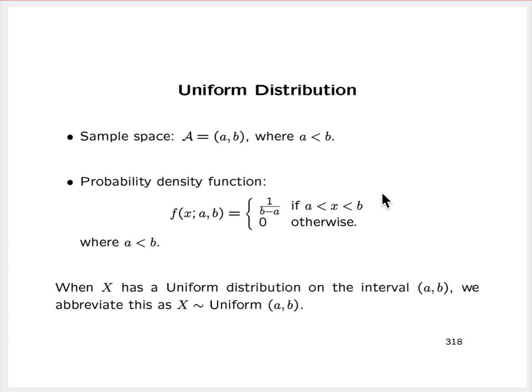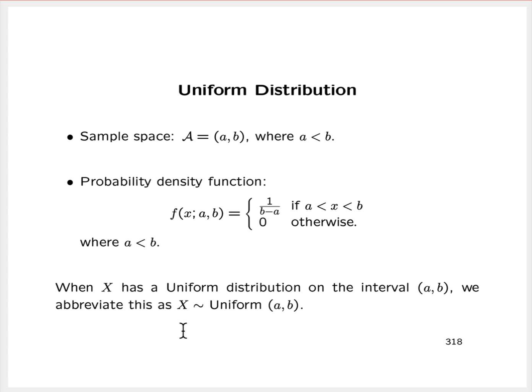The probability density function is given by the following expression. For values of x between A and B, the PDF, the density, is equal to 1 over B minus A, and it's 0 otherwise. And this is very easy to derive because by definition, the probability density has to be uniformly distributed across this interval. So that would require then that this be the density for values of x between A and B.